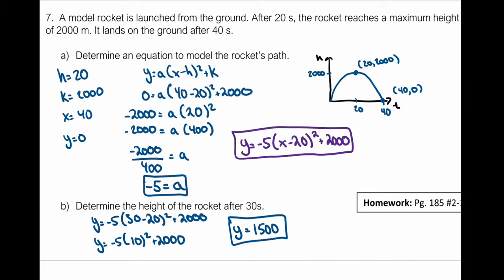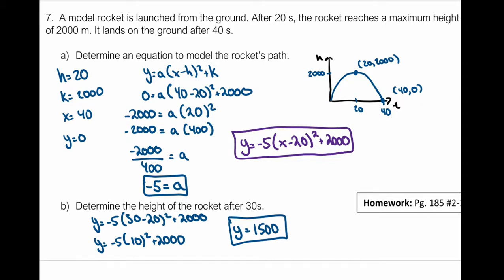So coming back to this last example, using the vertex or the maximum height and the time it took to reach it, 20 and 2,000, using the point when it landed, 40 and 0, we would have an A, H, and K value, which we could plug into the general form to solve for A. We should have found that going through and solving it, we got an A value of -5. So if we plug that into our general form, the equation to model the rocket's path would be y equals -5 times, in brackets, x minus 20 squared plus 2,000.